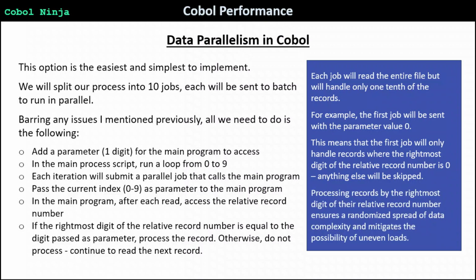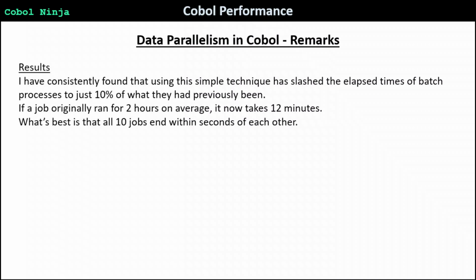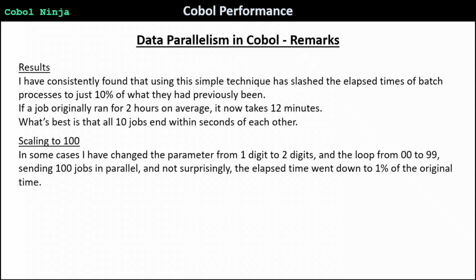Processing records by the rightmost digit of their relative record number ensures a randomized spread of data complexity and mitigates the possibility of uneven loads. Results. I've consistently found that using this simple technique has slashed the elapsed times of batch processes to just 10% of what they had previously been. If a job originally ran for 2 hours on average, it now takes 12 minutes. What's best is that all 10 jobs end within seconds of each other. In some cases, I have changed the parameter from 1 digit to 2 digits and the loop from 00 to 99, sending 100 jobs in parallel, and not surprisingly, the elapsed time went down to 1% of the original time.